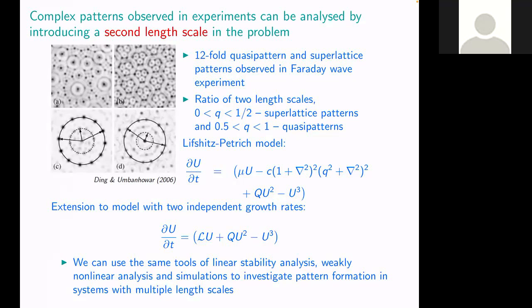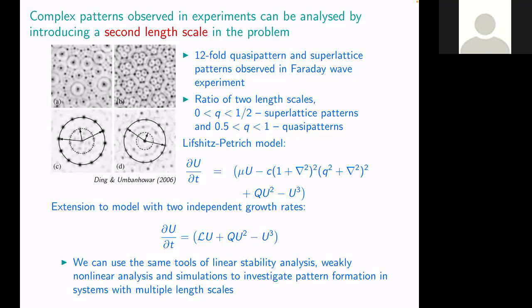So these are qualitatively different, and we will talk a bit more about both of these cases, but specific names for these patterns exist. In the first case, panel A is what is known as a 12-fold quasi-pattern, and panel B is what is known as a superlattice pattern. And by superlattice, we can look at it this way. We can see clear hexagons or honeycomb patterns in this picture.